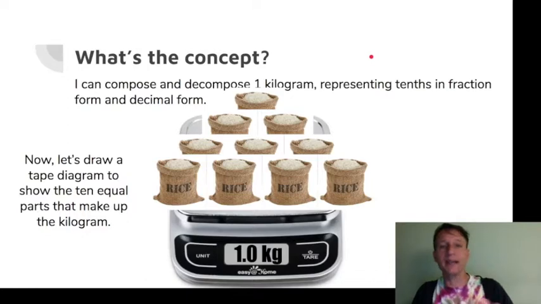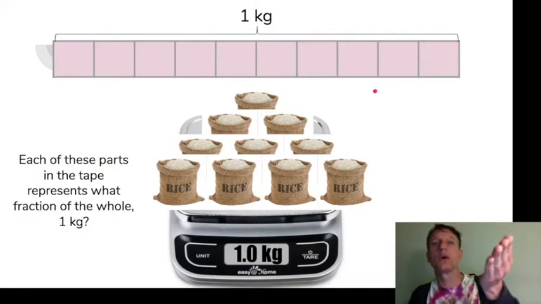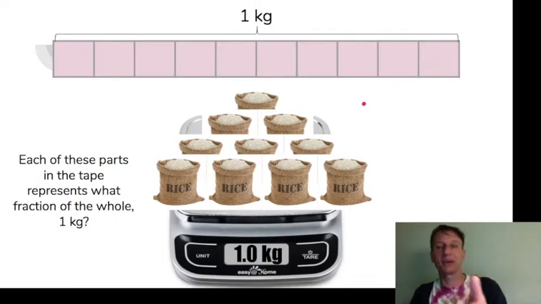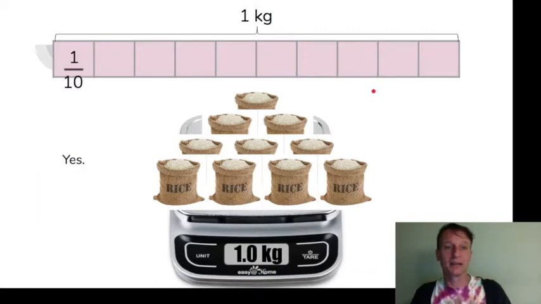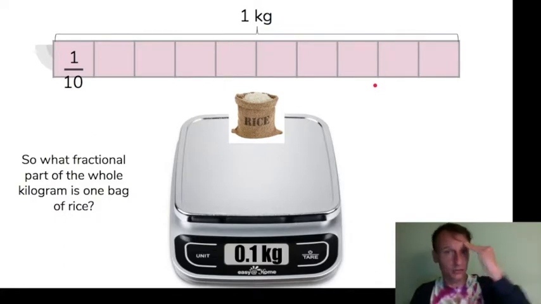So if we make a tape diagram now, we're going to show the 10 equal parts that make up this kilogram, right? So there's a nice, look at that tape. It's beautiful. The whole thing is what? 1 kilogram divided into 10 parts. Aha, is this reminiscent of what we started off doing? Yes, it is. So each one is 1/10. See? So here we go. There's a bag of rice. What's the fractional part of the whole kilogram, that one bag of rice? It's 1/10.